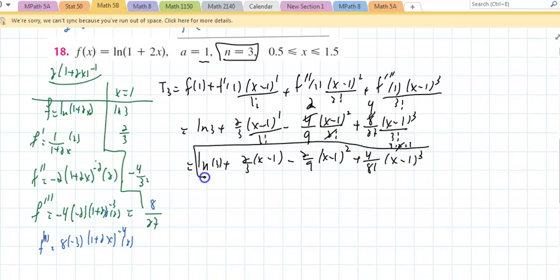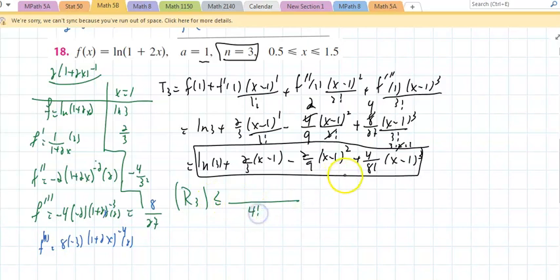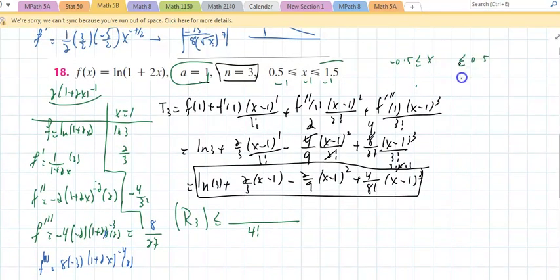There it is. And the remainder, if I want to find R sub 3 in absolute value, that's less than or equal to M over (n plus 1), that's 4 factorial. And if I take this and subtract a 1 from each, I'll get negative 0.5 is less than or equal to x minus 1 less than or equal to 0.5, minus 1 of course. And that means the absolute value of x minus 1 is less than or equal to 0.5, so 0.5 will be right there. The only thing left is M, and isn't this right here?